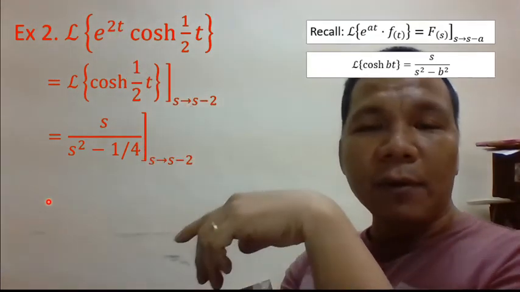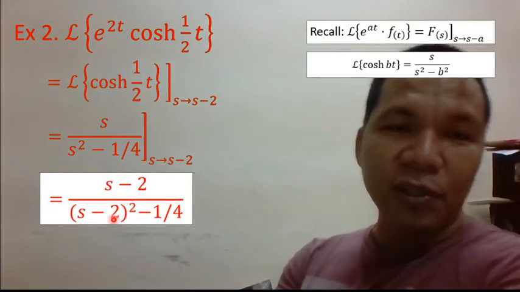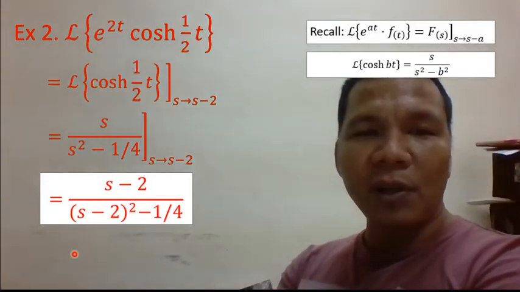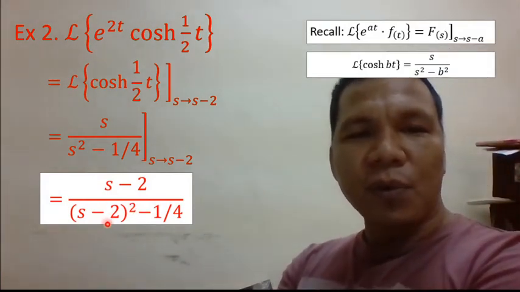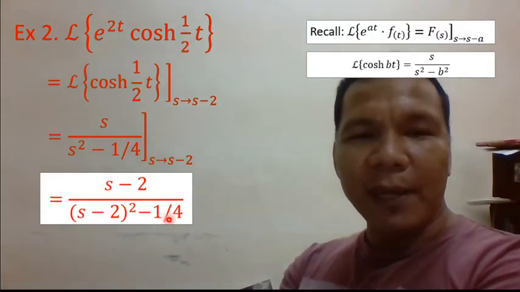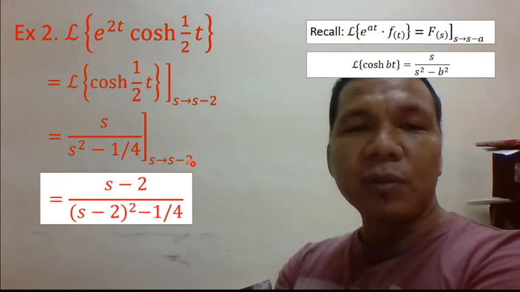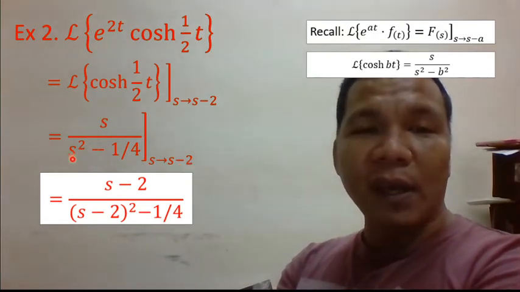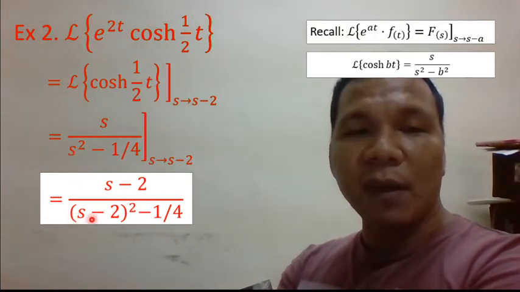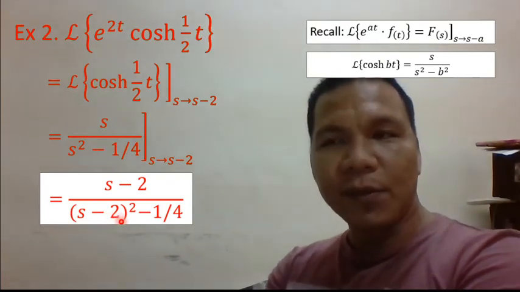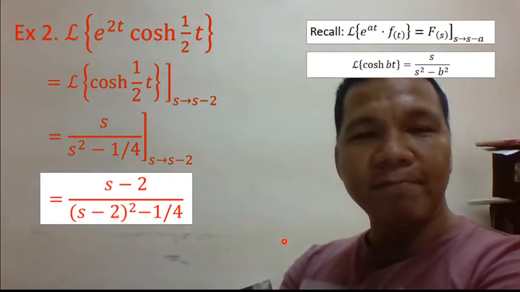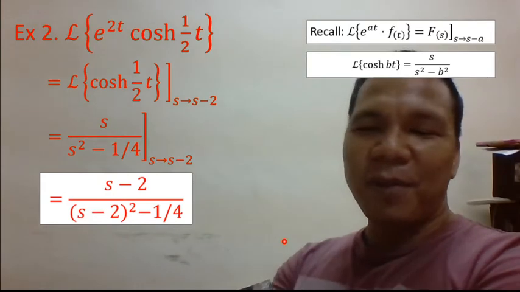Okay. Now, changing s will lead you to s minus 2 all over (s minus 2) quantity squared minus 1/4. Take note, only s is changed to s minus 2. In this case, for s squared, it becomes (s minus 2) quantity squared. Any questions? Oh, okay, very good. None.